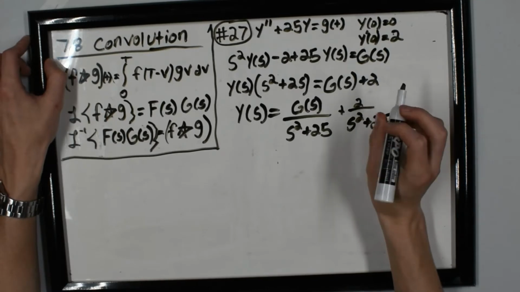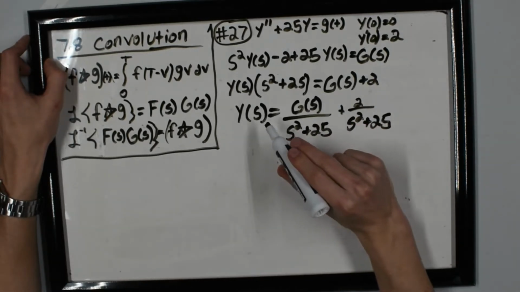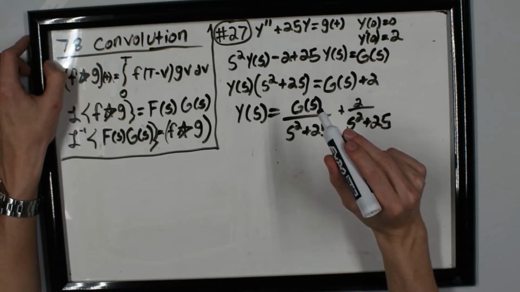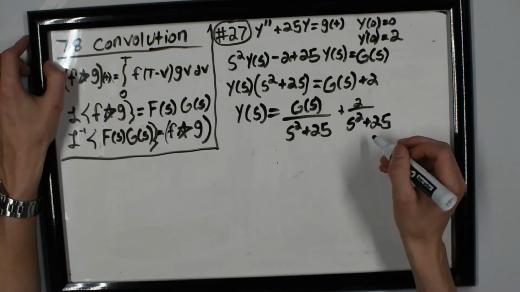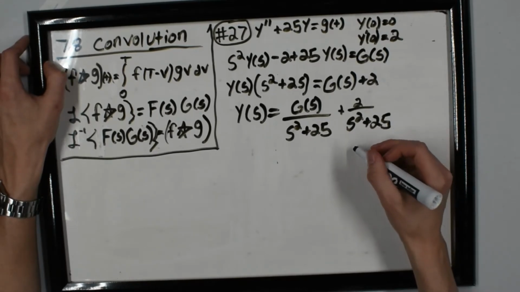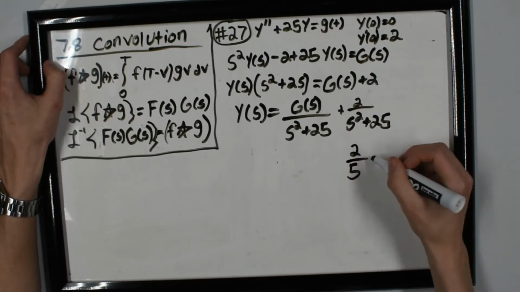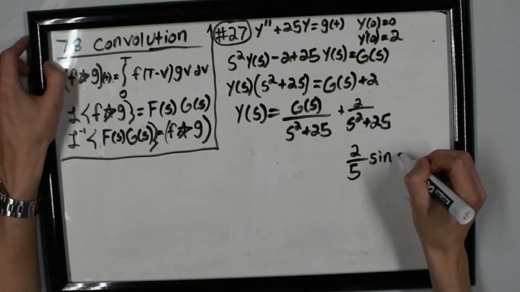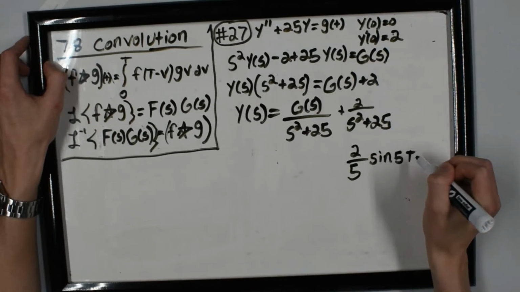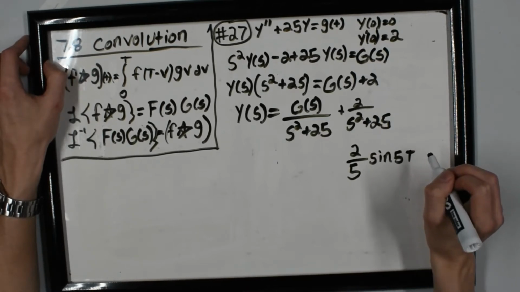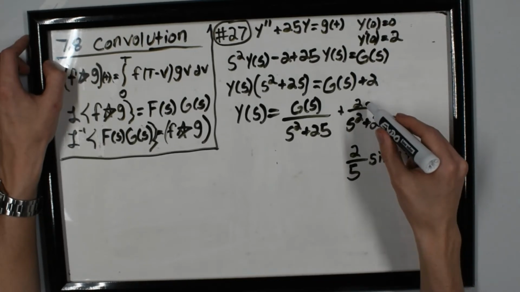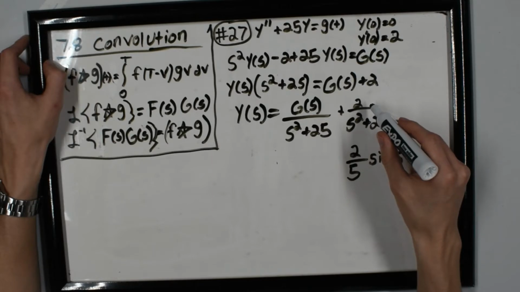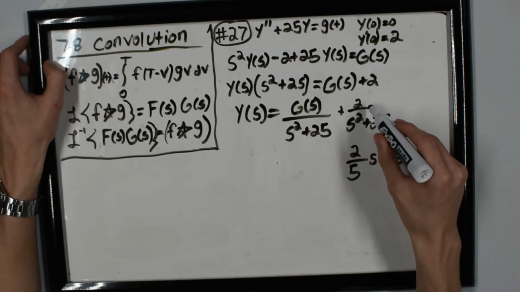Okay, so we have Y of s, so we can use the inverse Laplace transform to find y of t, giving us the solution to the initial value problem. So let's do this one first. This one's quite simple. It's just going to be 2/5 sine 5t. And that's because, remember, we need a 5 up top, but the whole thing needs to equal 2. So 2/5 times 5 is 2.